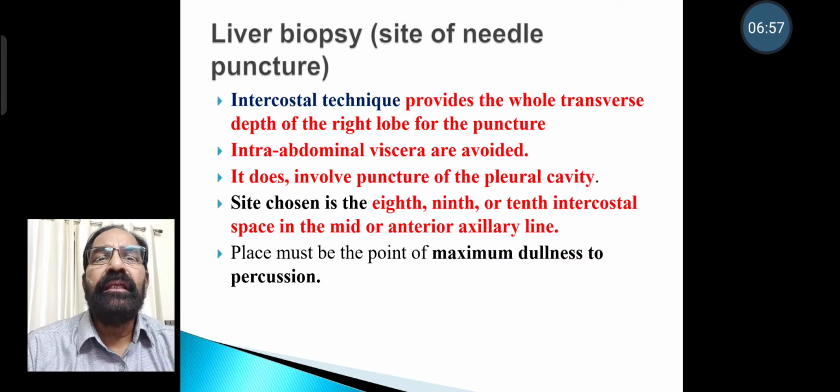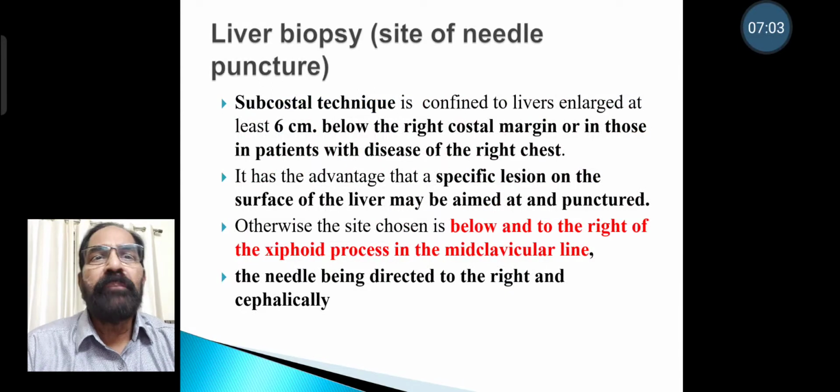The place must be a point of maximum dullness to percussion. Subcostal technique is confined to the liver, and is used when the liver is enlarged at least 6 centimeters below the right costal margin, or in patients with disease of the right chest.